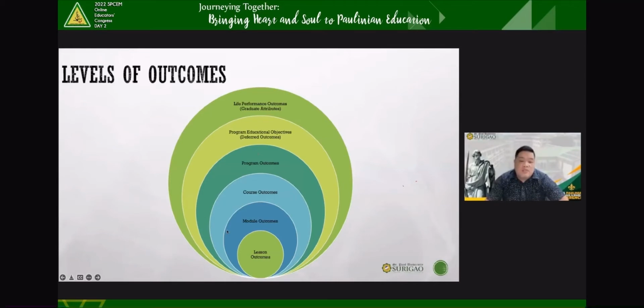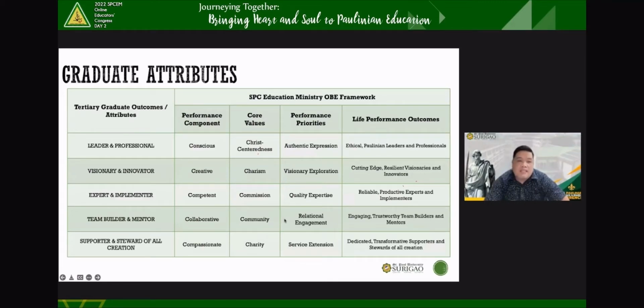So for the graduate attributes or life performance outcomes, we actually based it on the SPCEM OBE framework. So these particular LPOs, or graduate outcomes or attributes, are actually aligned with the identified performance components, the core values, the performance priorities, and of course, the life performance outcomes. So this actually answers what kind of graduates SPUS produces, or what kind of Paulinian graduates they are from the time they enrolled in SPUS to the time of their graduation, to the time when they practice their profession, whether employment or being an employer, and beyond life.